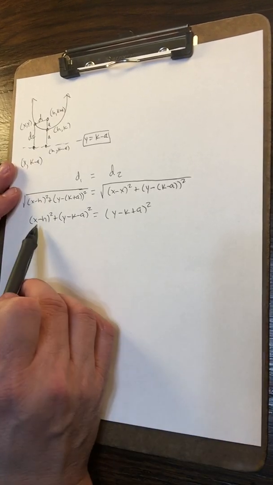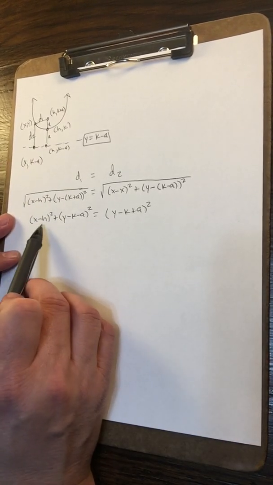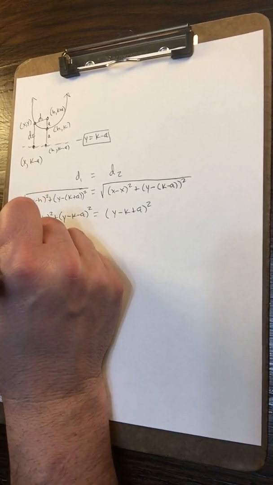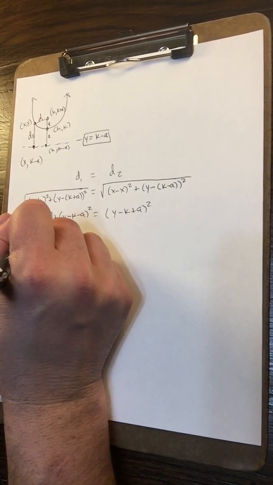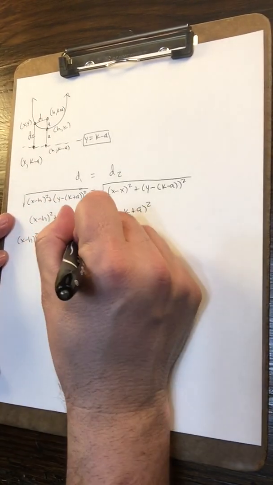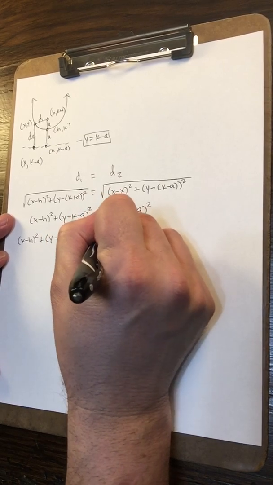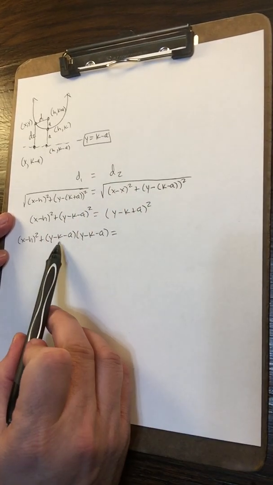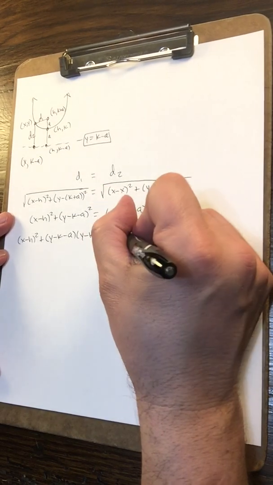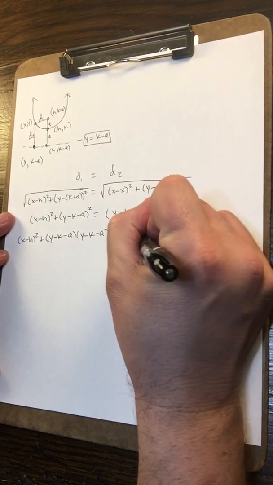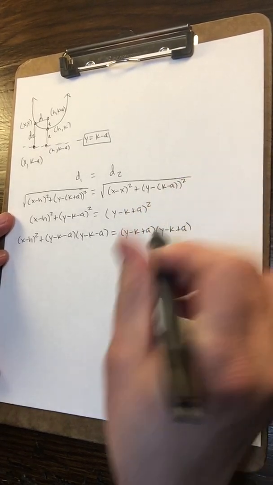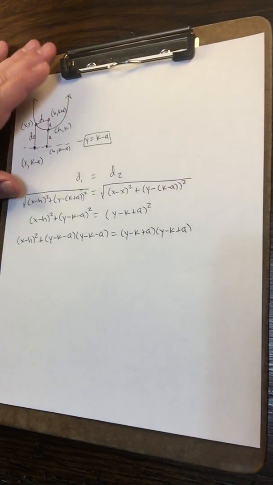Okay, again, I'm not going to multiply this one out because I've done this before and I know I don't have to. But I do need to multiply this out. So look what's about to happen here. X minus H squared plus Y minus K minus A times itself. That's 3 times 3. That's going to be 9 terms. This is going to get crazy. And then here, this is also Y minus K plus A times Y minus K plus A. That's another 9 terms.